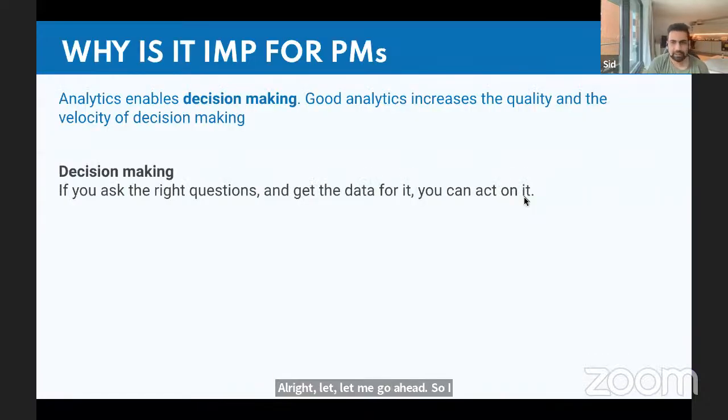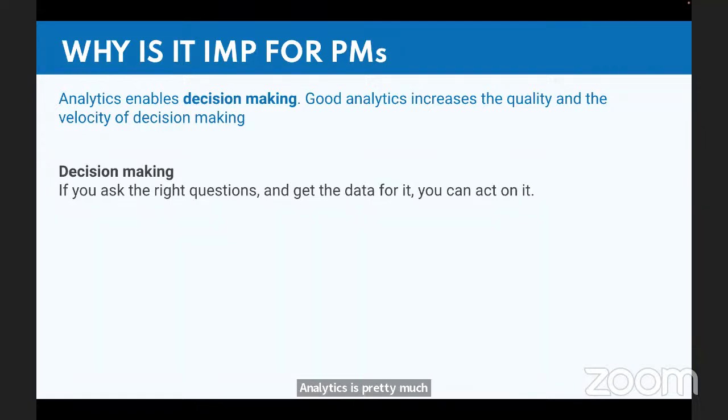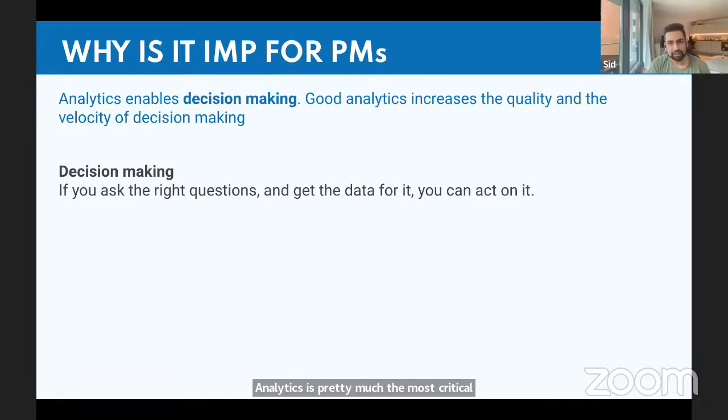So I think some of you nailed it, right? In my mind, analytics is pretty much the most critical aspect for decision making. And the other aspect of decision making is, how do you know decision making is good? Everybody can make decisions, but that doesn't make it a good decision. And it's very important for PMs to make good decisions. So if you're doing analytics right, if your teams are structured in the right way, if you have the right tooling, right systems, right processes, analytics will increase the quality and the velocity of decision making, which is very, very important.